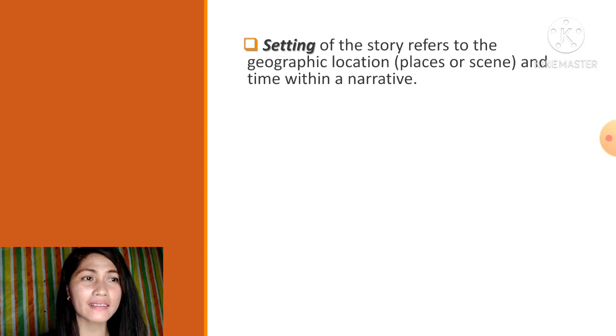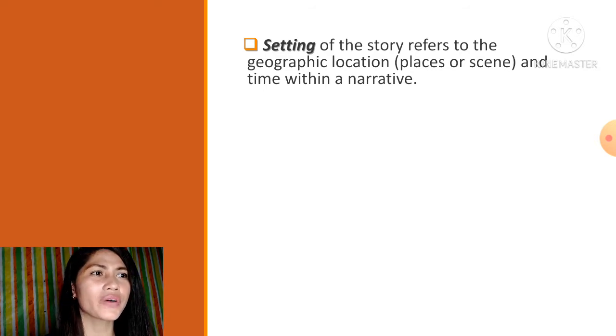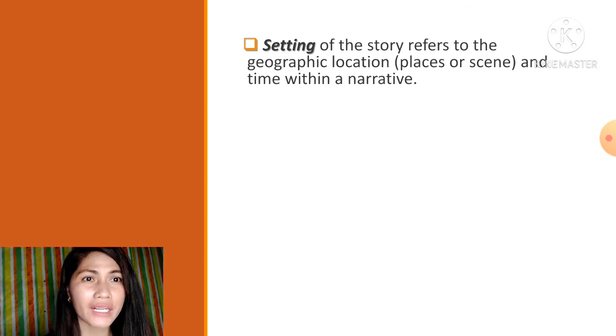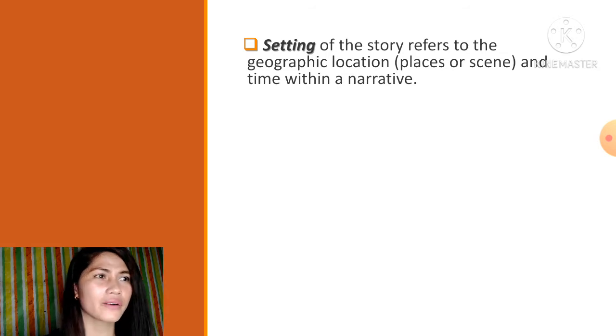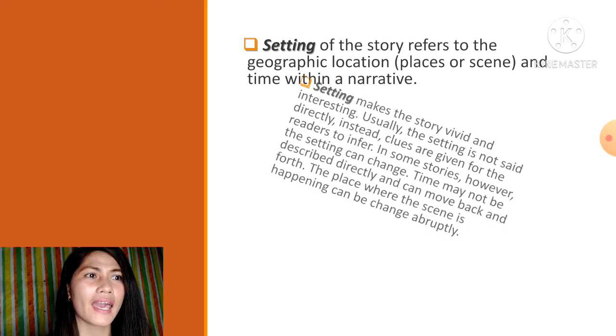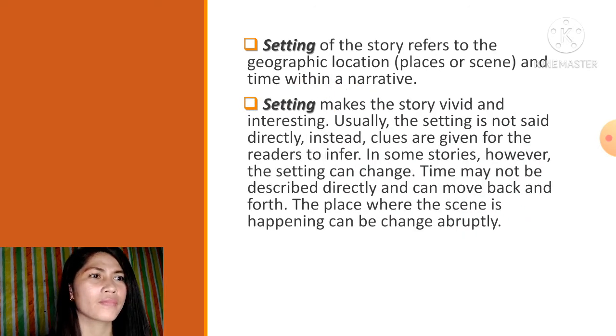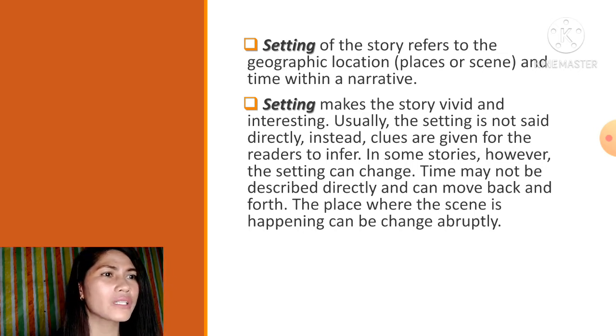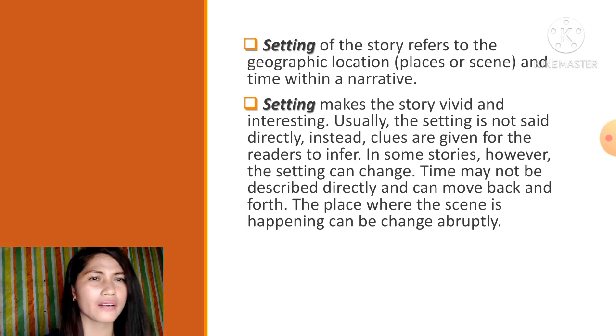So when we say setting, the setting of the story refers to the geographic location, that is, a place or scene and time within a narrative. So there are two things, location and time. Setting makes the story vivid or clear and interesting. Usually, the setting is not said directly. Instead, clues are given for the readers to infer.